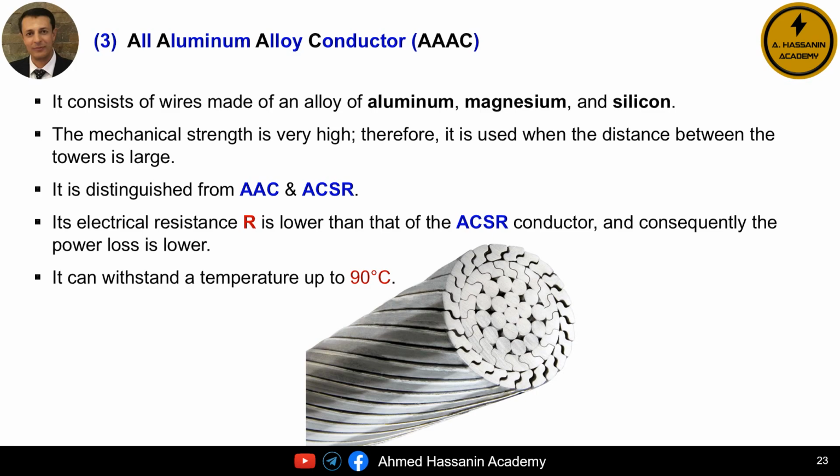The second advantage of this type of conductor is that its electrical resistance is lower than that of the ACSR type. Since lower resistance means lower power loss and less voltage drop, this leads to better line performance and improved efficiency. Therefore, we find that most modern overhead transmission lines currently use this type of conductor, AAAC. It is also important to know that this type of conductor can withstand temperatures up to 90 degrees Celsius.